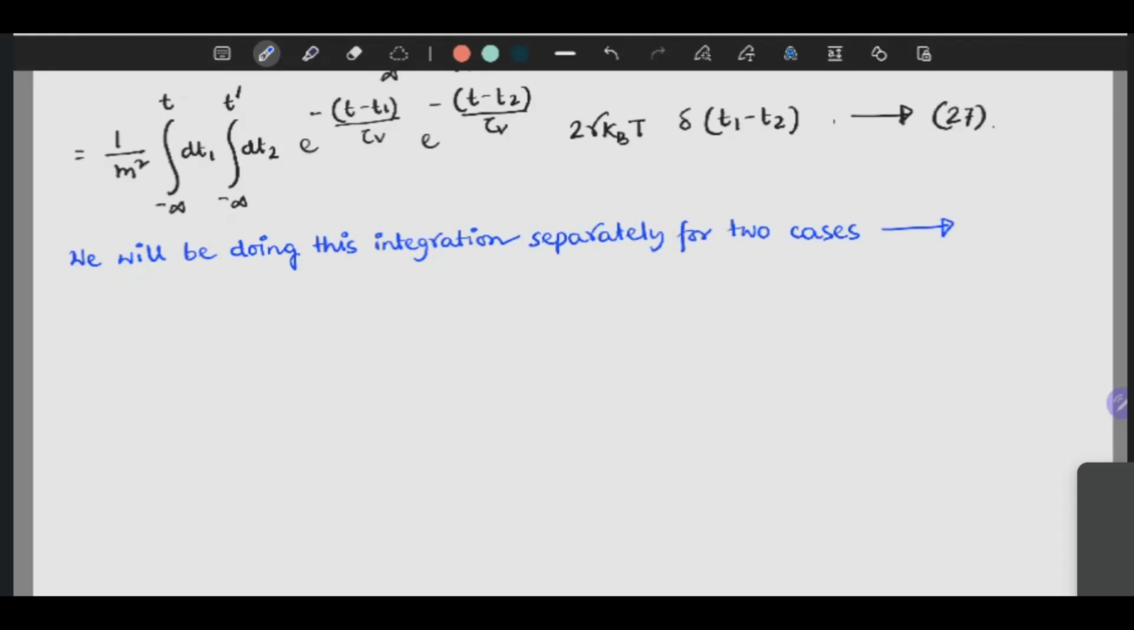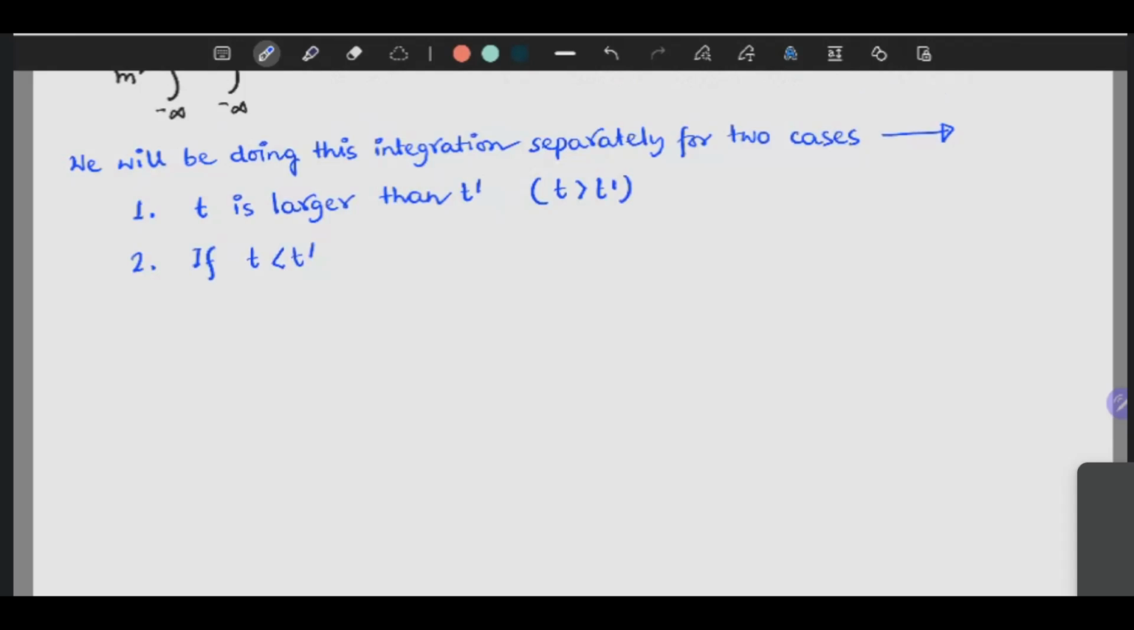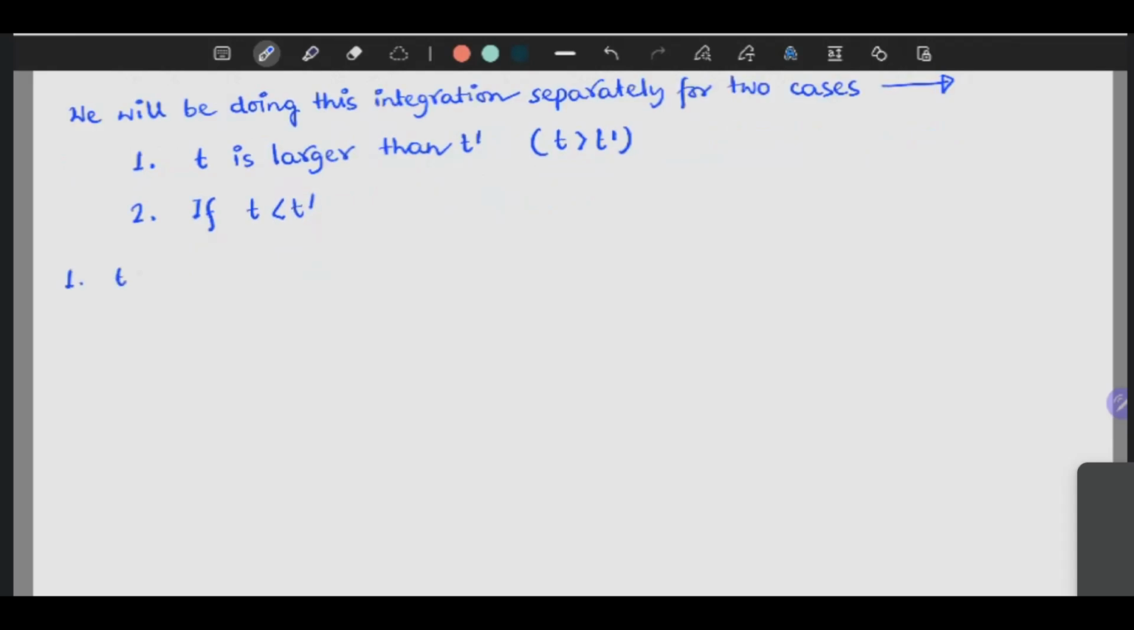What are those two cases? First case where t is larger than t', or t is greater than t', and the second case is if t is less than t'. So let's say first, t greater than t'.